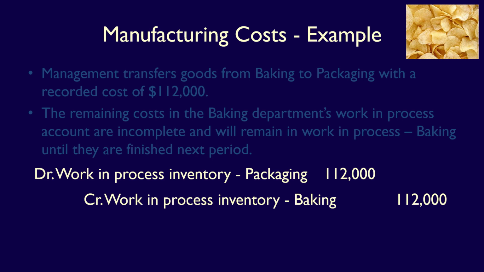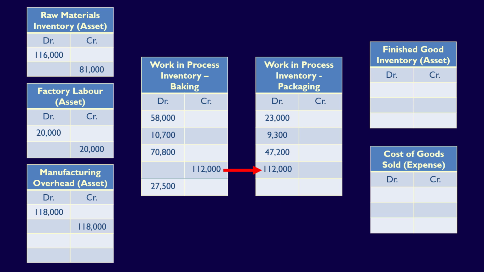The entry to transfer the chips from the baking department to the packaging department would be a debit to work-in-process inventory packaging and a credit to work-in-process inventory baking. Updating the T accounts, debit work-in-process inventory packaging and credit work-in-process inventory baking for $112,000. The $27,500 remaining in the work-in-process inventory baking is the units that have not yet completed the baking process by the end of the period. These will be completed in the upcoming period.